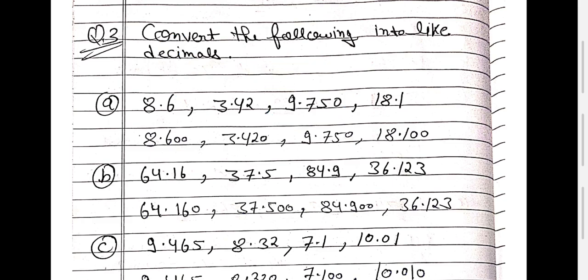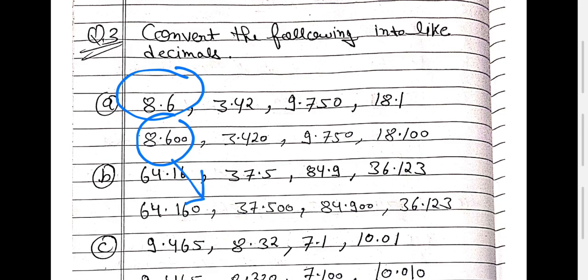Now what you do, just make all the decimal places 3. If it is 1 decimal place, then increase 2 zeros from our side. Now it becomes 3 decimal places, because after the decimal, zeros are useless, they do not affect the original decimal. So you have to write 8.6 as what? 8.600, and make it a 3 decimal place.